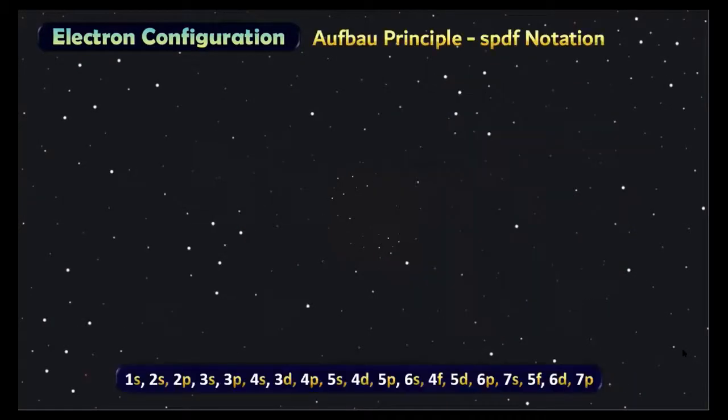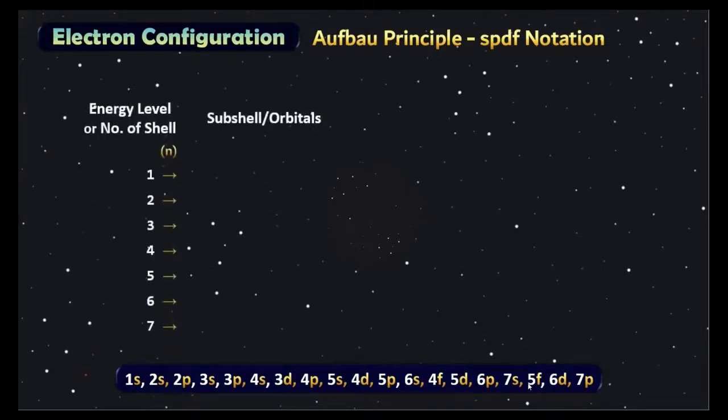Electron configuration can be written in SPDF notation or orbital diagram. SPDF notation is guided by the Aufbau principle, and this is what we call SPDF notation. How did we get this pattern? Through this illustration.